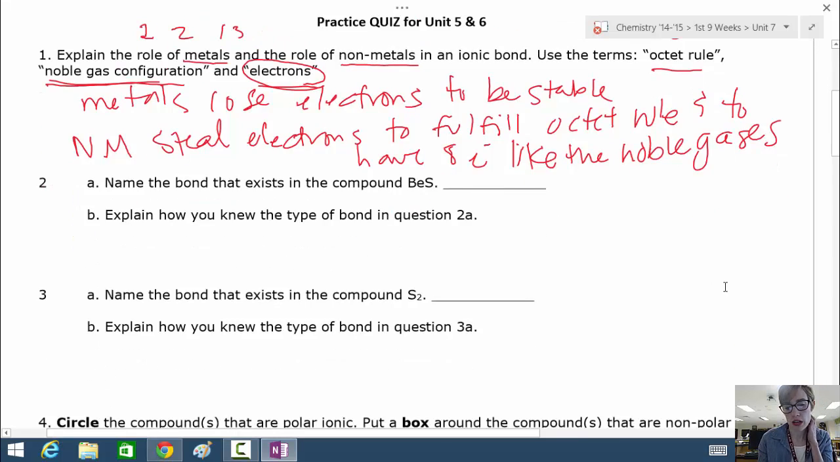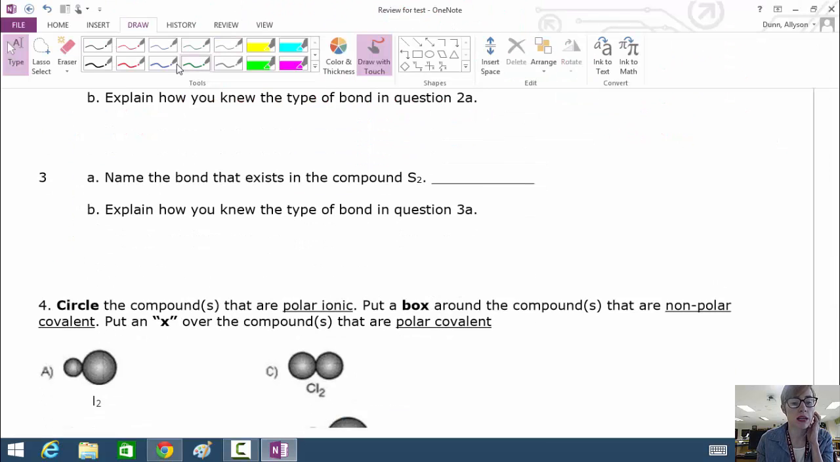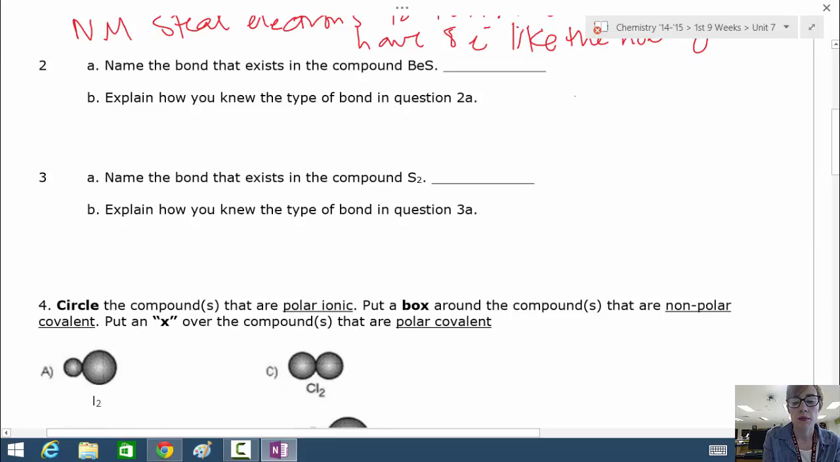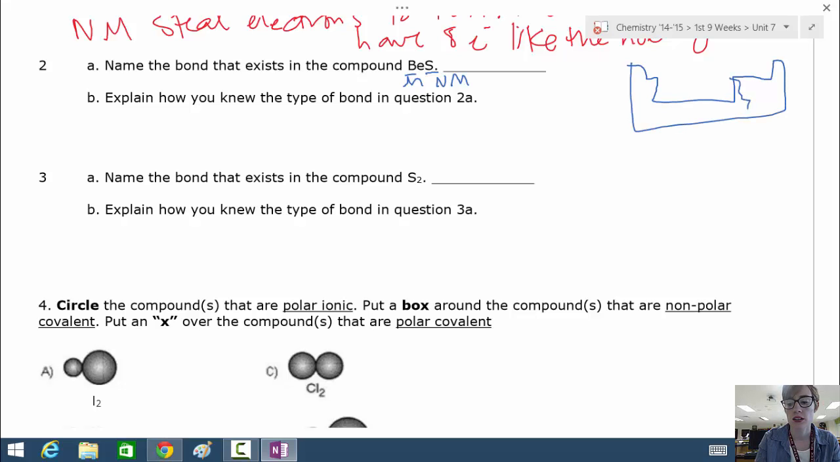Okay, question 2 says name the bond that exists between Be and S. In order to know what bond exists, I need to know whether these elements are metals or nonmetals. And so I look on my chart, and beryllium is in group 2, so it's considered a metal. Sulfur is in group 16, so it's considered a nonmetal. And the staircase is the separation between metals and nonmetals. So anything to the left of the staircase is a metal. So if this is our periodic table here, here's the staircase. These are all metals. These are all nonmetals.